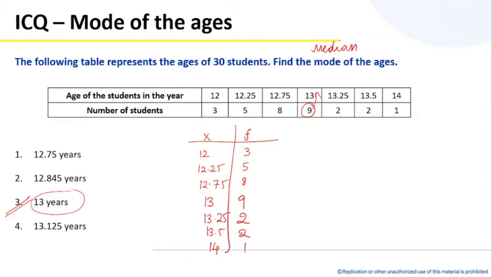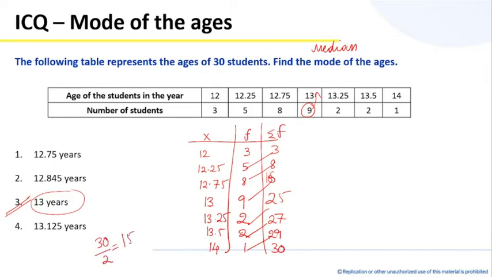Aziz, I want you to be a little more careful. Look at how many observations. So let's quickly find the median. Sigma f: 3, 3 plus 5 is 8, 8 plus 8 is 16, 16 plus 9 is 25, 25 plus 2 is 27, 29, 30. So how many observations are there? 30. If you look at 30 by 2, which is absolutely going to be 15. Because this is an even number, there are two middle observations, 15 and 16.